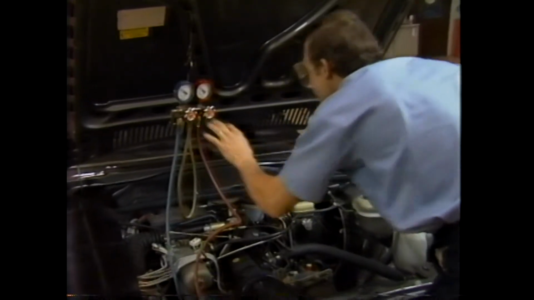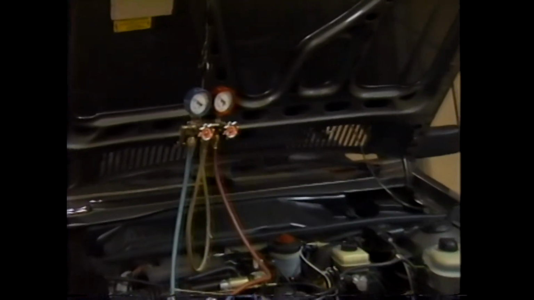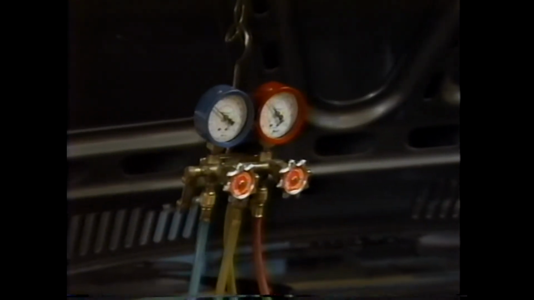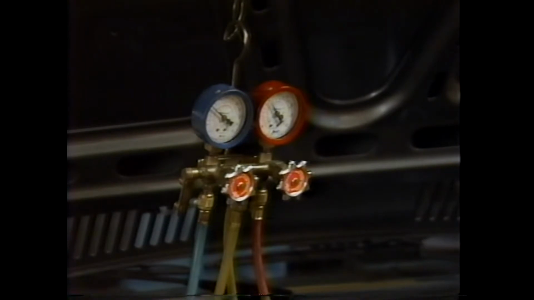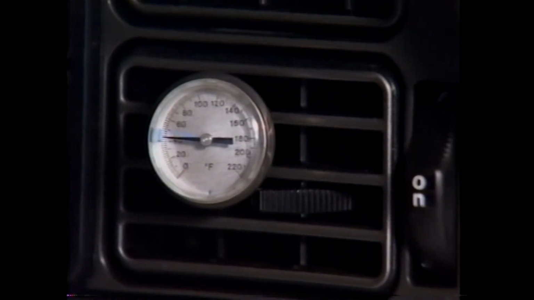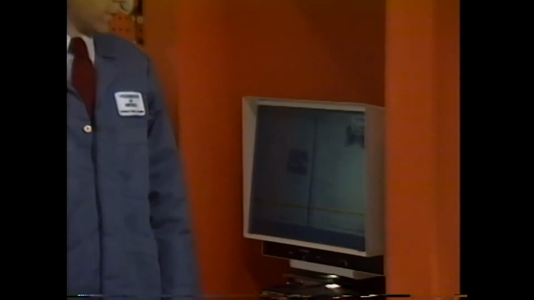When checking your readings, don't forget that ambient temperature and humidity can cause normal readings to vary. An acceptable range on the low side is from about 15 to 35 psi, and from about 150 up to 300 psi on the high side. Naturally, ambient temperature and humidity affect outlet air temperature as well. If the system is functioning correctly, temperature at the vent will usually be between 36 and 48 degrees Fahrenheit. If the system does not pass these tests, refer to the repair manual microfiche for diagnosis and troubleshooting information.